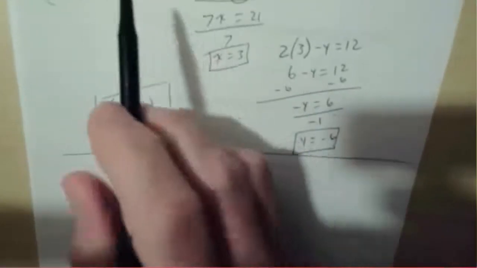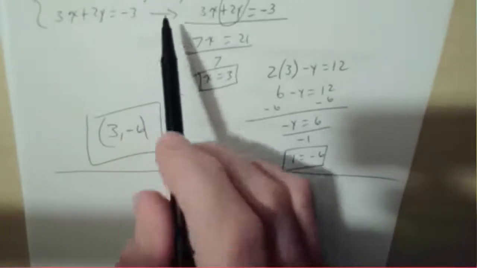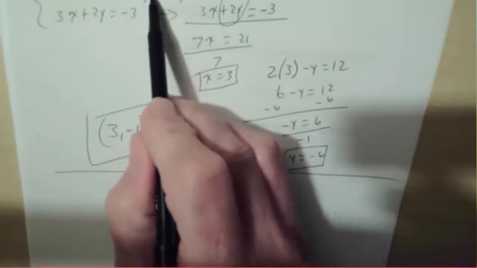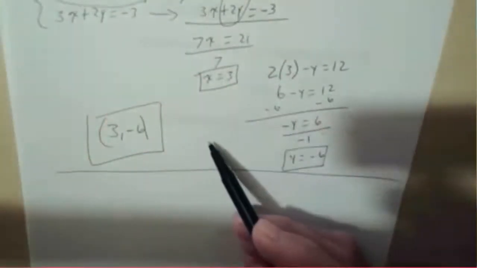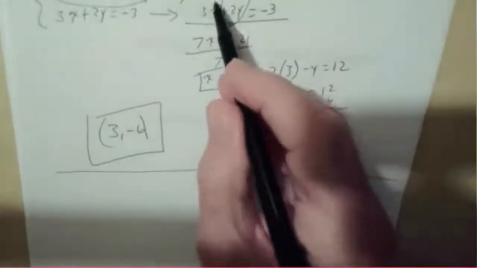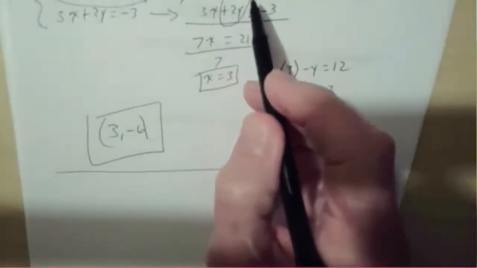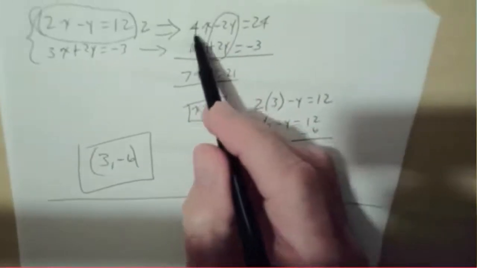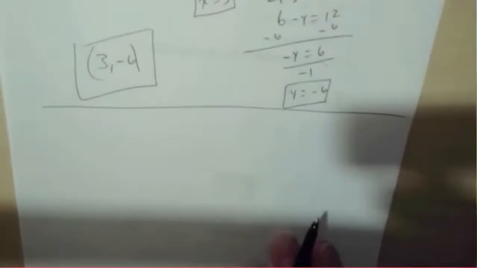Okay, now the one thing that kind of gets confusing here is when you multiply the whole equation by 2, or anything, as far as that goes, the equation looks different, but the values are exactly the same.